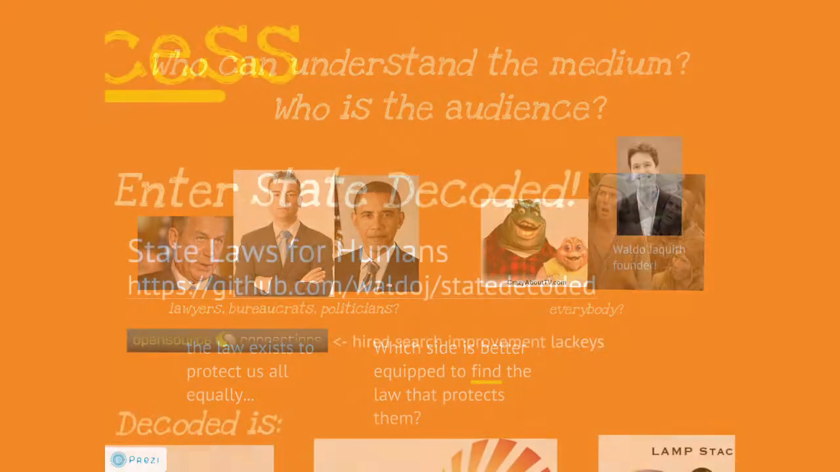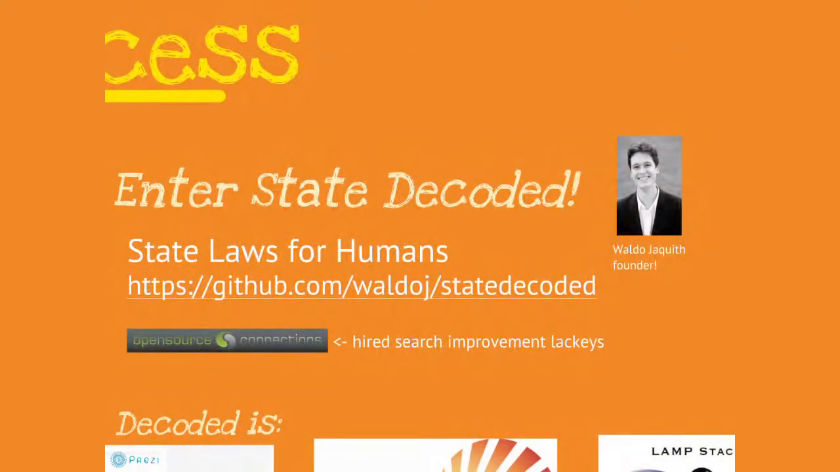We feel that, and this is where State Decoded comes in. Waldo Jacques is the founder of the project. He started this for the state of Virginia, which is the set of laws I'm going to be referring to. And several people have started sister websites for their own state's laws, for the states that nicely provide dumps of laws that you can download, standing up Solr and the State Decoded application around that. I work at OpenSource Connections, and we live in Charlottesville with Waldo, so we're helping him with the search process.